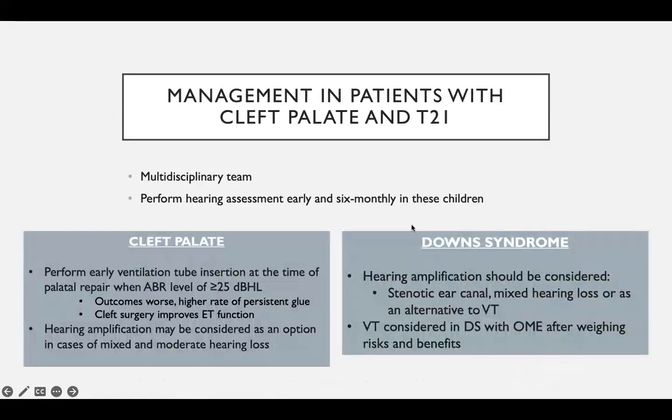And then moving on to cleft palate and trisomy 21. So both of these conditions should be managed as part of a multidisciplinary team. Hearing assessment should be done early and then 6 monthly in these children according to guidelines. This might not be achievable in all resource settings, in poorer resource settings.